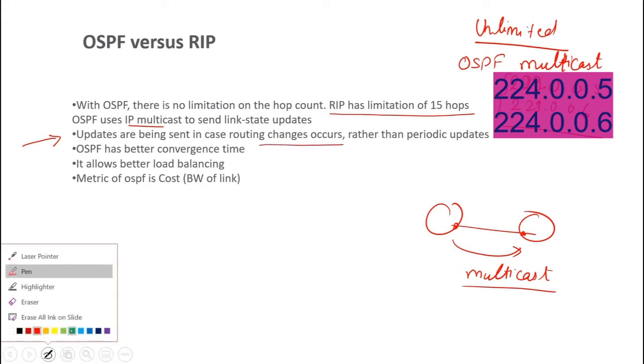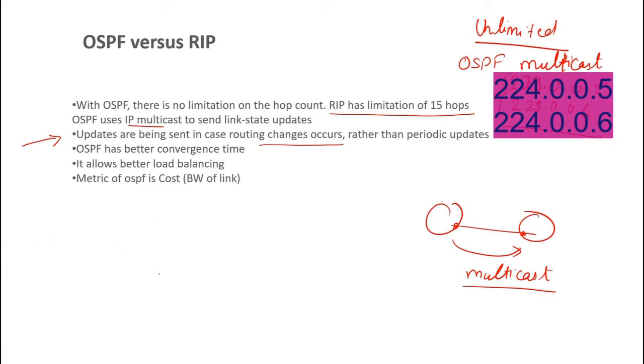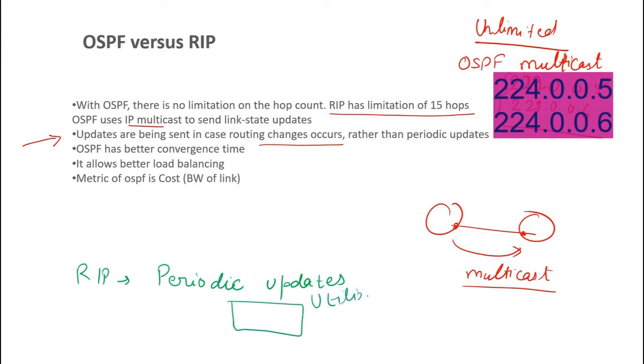Another important aspect is that updates are sent only when routing changes occur, right? If we compare with RIP, in RIP there was the option of periodic updates. RIP was sending periodic updates, meaning at regular intervals it sent the complete routing table and shared it with the neighboring routers. Whenever it sends the complete routing table, it utilizes bandwidth. So bandwidth is unnecessarily utilized, because the other router might already have the same routing table, but we still send that information again and again.